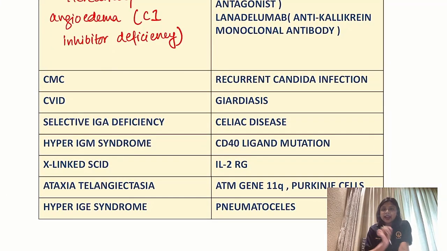Next, coming to chronic mucocutaneous candidiasis. As the name suggests, candidiasis, so there is recurrent Candida infection. Which disorder presents with recurrent fungal infection? The answer will be mucocutaneous candidiasis.